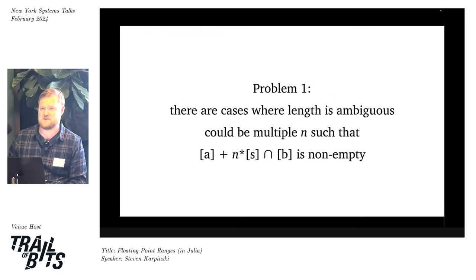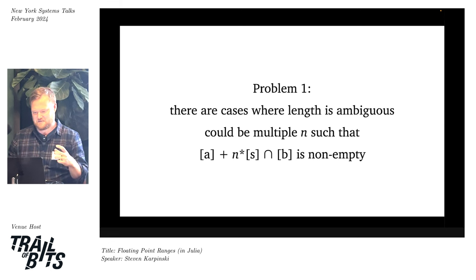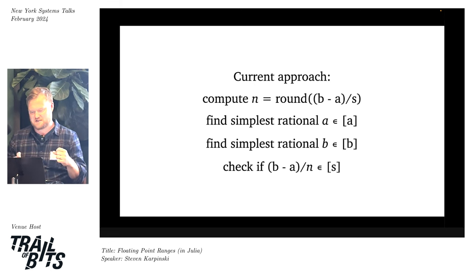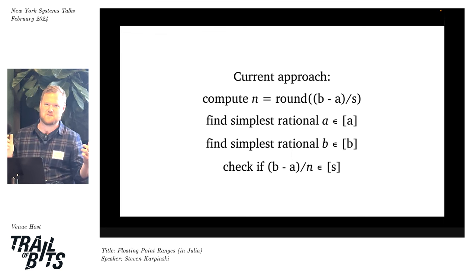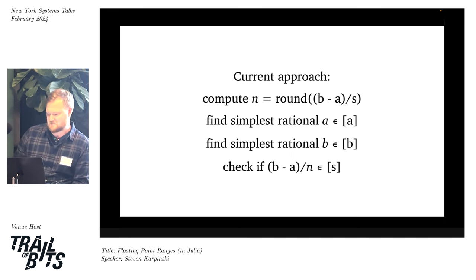So there are some problems with this. One problem is there are cases where the length is ambiguous. Rounding like that should work, but if this expression (b minus a) over s is a really big number and it loses precision, there could be a lot of integers that map to it. So rounding gives you one of them, and it may not be the right one. So that's a problem.